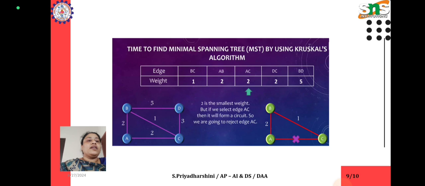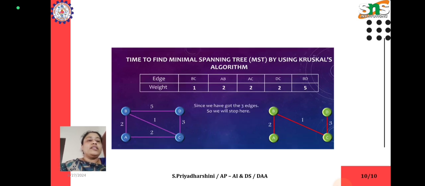Next, when we consider 2 as the smallest weight, we have two edges, AB and AC. If we select edge AC, then it will form a circuit, so we are going to reject the edge AC. We are going to take only the edge AB.